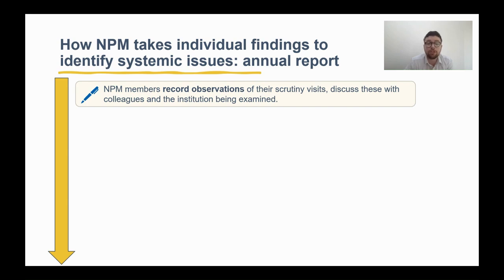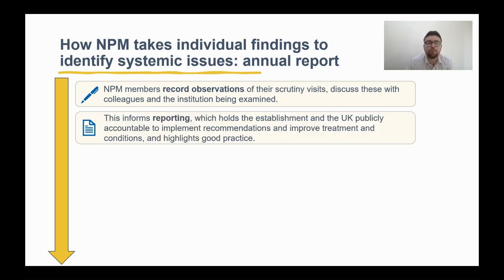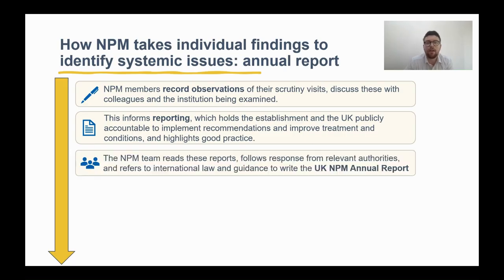NPM members record observations of their scrutiny visits, discuss these with colleagues and the institution being examined. And this informs reporting, which holds the establishment and the UK publicly accountable to implement recommendations and improve treatment and conditions, and highlights good practice. The NPM team reads these reports, follows response from relevant authorities, and refers to international law and guidance to write the UK NPM annual report.